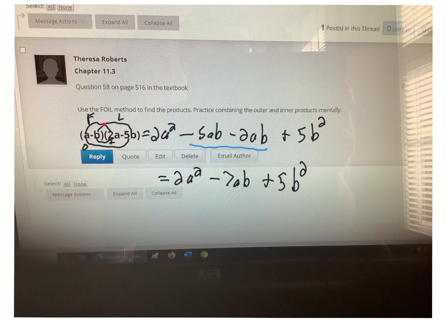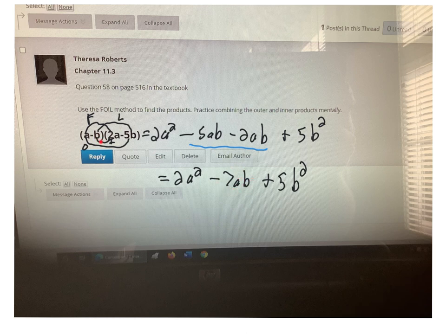So you multiply the first terms here, a times 2a, and you get 2a squared. If I go ahead and do the last terms, minus b and minus 5b, that product gives you 5b squared. So now we get to the inner and the outer part, which they specifically mentioned. Here's the outer part, a times minus 5b, that's going to give you minus 5ab, and then minus b times 2a, that's going to give you the minus 2ab. Then you combine these, minus 5 and minus 2, that's a minus 7ab.